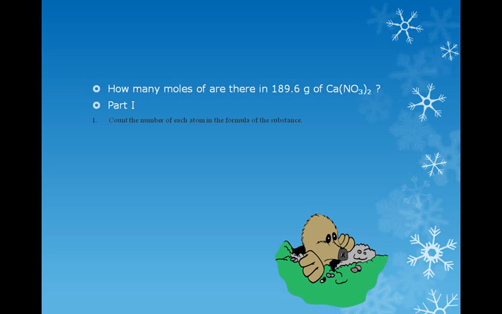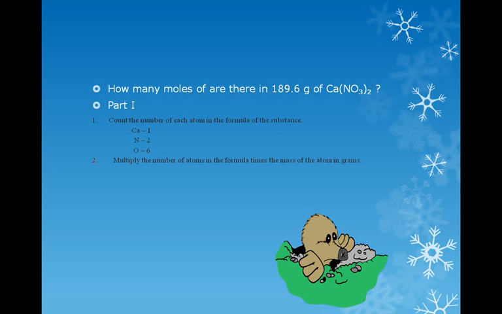Count the number of each atom in the formula of the substance. 1 calcium, 2 nitrogens, 6 oxygens. Remember, in order to count that out, the subscript 2 on the outside is multiplied times everything on the inside. So since there's 1 nitrogen on the inside, 1 times 2 is 2. Since there are 3 oxygens on the inside, 2 times 3 is 6.